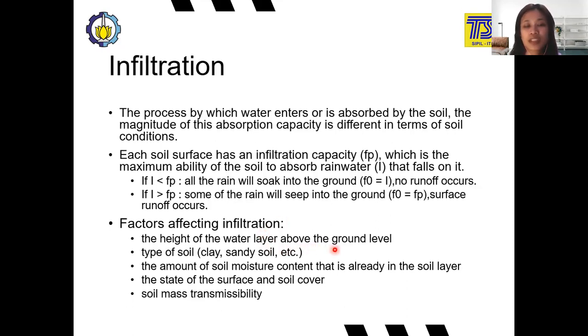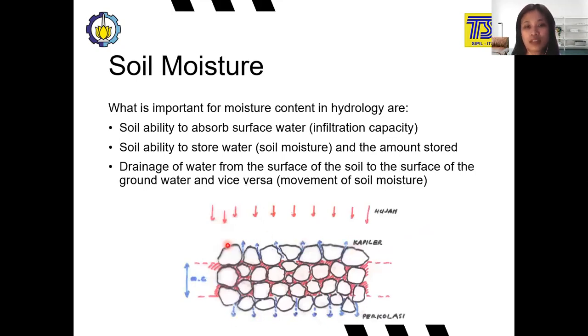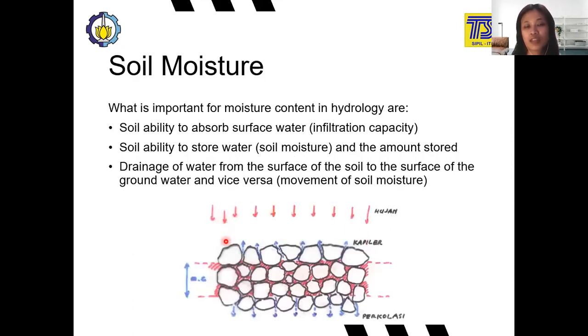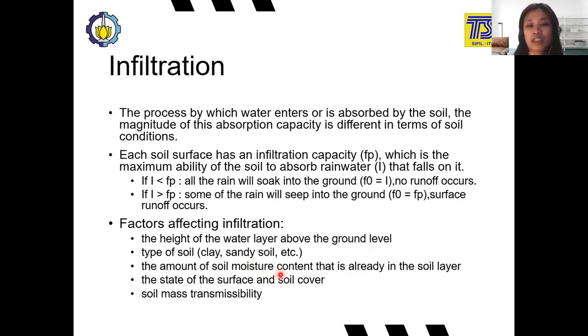And the factors affecting the infiltration are, the first one, the height of the water layer above the ground level. Here we have the ground level, the ground layer. So the height of the water layer above the ground level means if we have the water from the rainfall here, the thickness of the water from the rainfall will affect the infiltration.